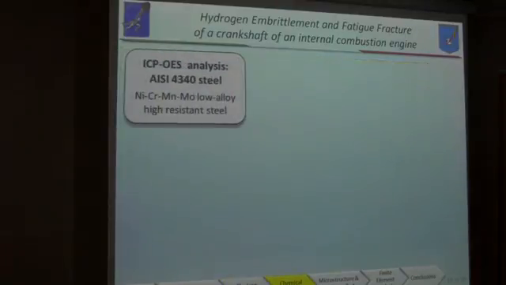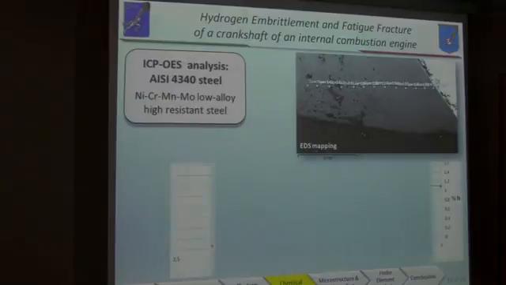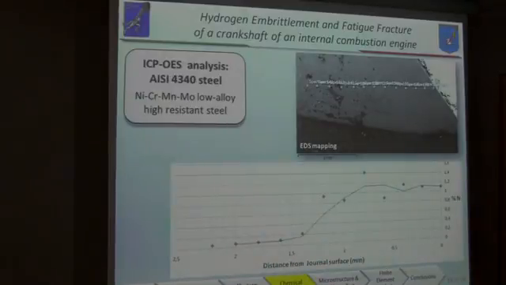So looking at the chemical analysis, plasma analysis confirmed a composition in accordance with the specification for AISI 4340 steel, an alloy widely used for engine structural components. But we, moreover, performed an EDS mapping starting from the external surface of the crankshaft in order to measure the nitrogen content due to the nitriding process performed during the production process. And the results showed that the nitriding process diffused nitrogen in a layer of about 500 microns starting from the external surface and decreasing towards the core.